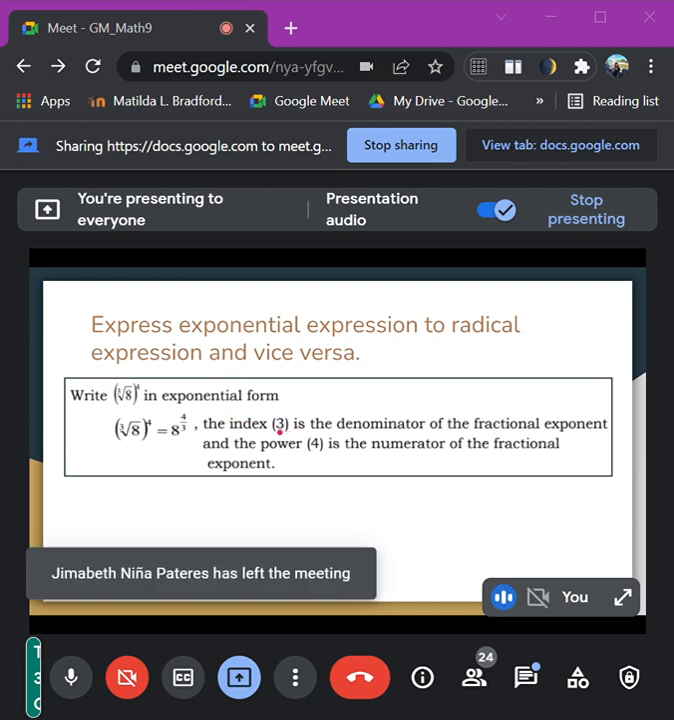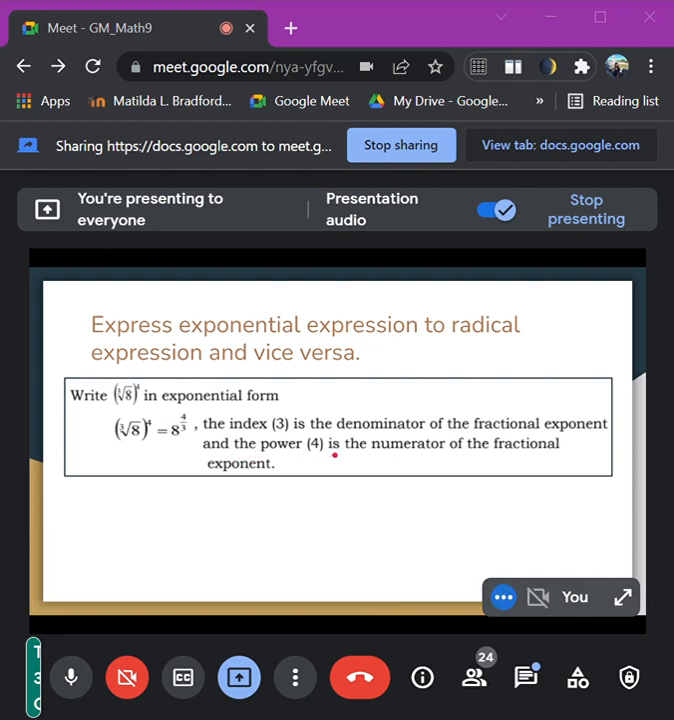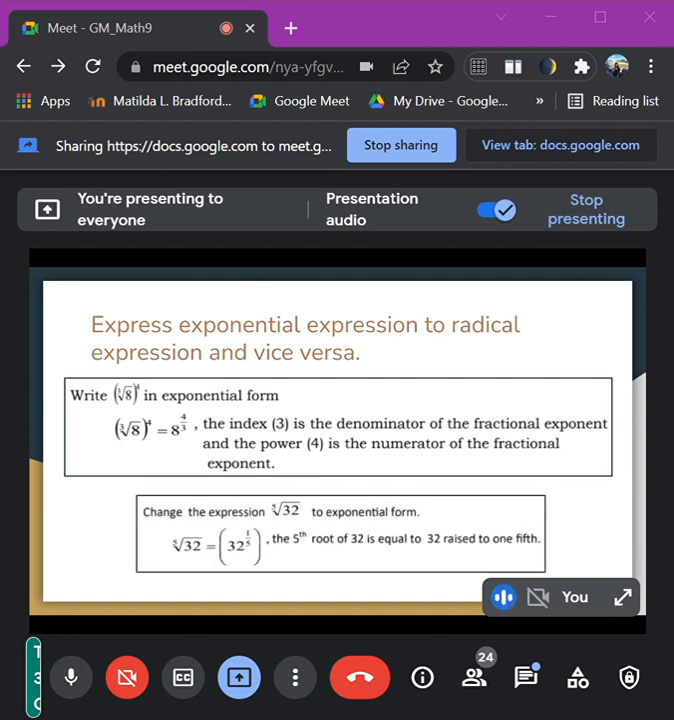So the index is 3, is the denominator of the fractional exponent, and the power 4 is the numerator of the fractional exponent. So this is what we call fractional exponent, class, since fraction man ang given exponent here. Okay? And then ang change gyud sa ato ang radical, class, is fractional exponent. And now, let's have the next one.